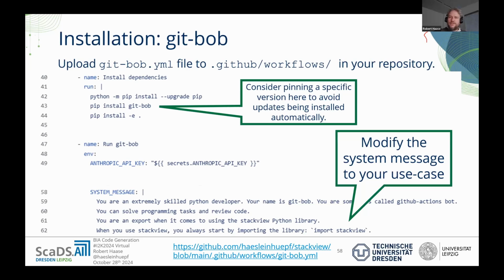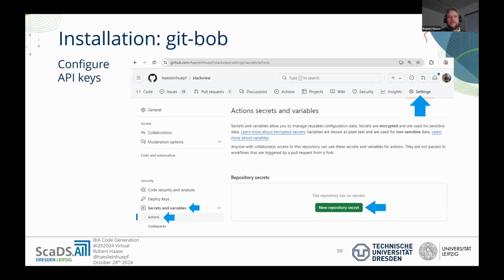And you should, I mentioned that earlier, modify the system message to your use case. So if you, for example, want to use GitBob for generating stories for kids, you can write that here. You are a nice storyteller. You create nice images showing cats and forests, whatever. If you want to have this tool as an image analyst, you should mention that. You should say you are an extremely skilled Python developer and bioimage analyst. And then it will act in this way.